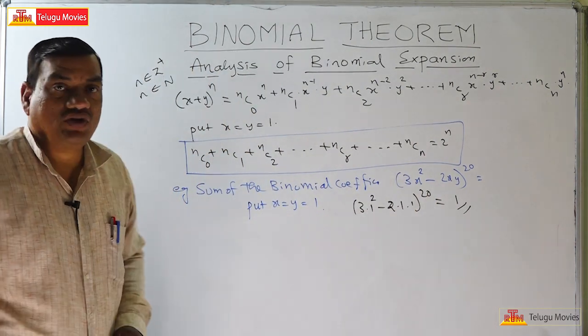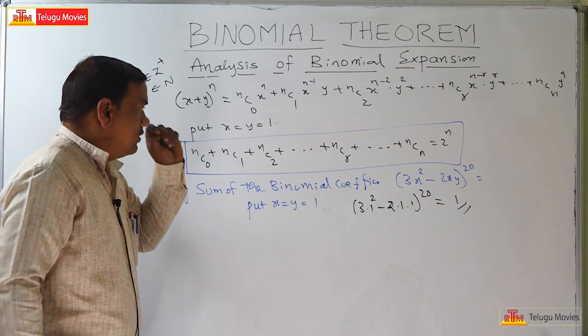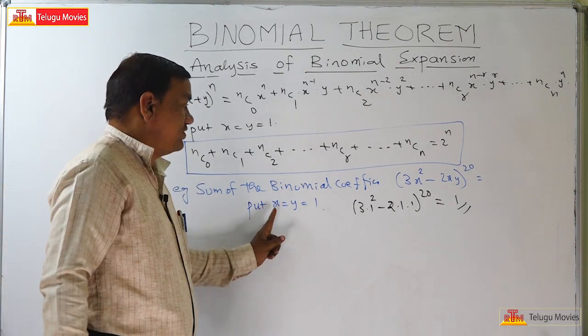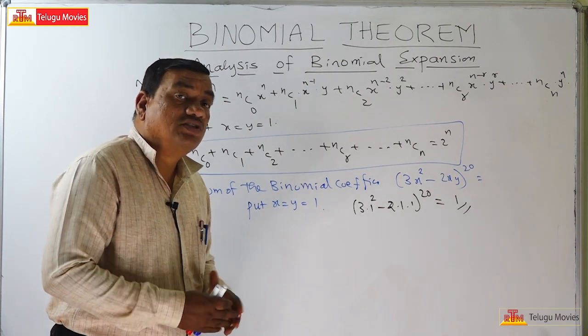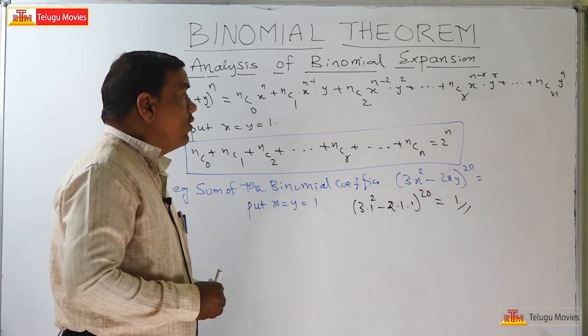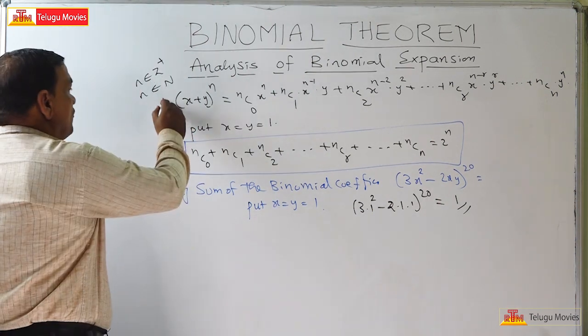That is the thing you have to get. In any expansion, whatever the expansion may be, if you want to find the sum of the binomial coefficients, put x is equal to y is equal to 1. So this is a short trick method. Okay, now let us see one more result here. So this is our first result.